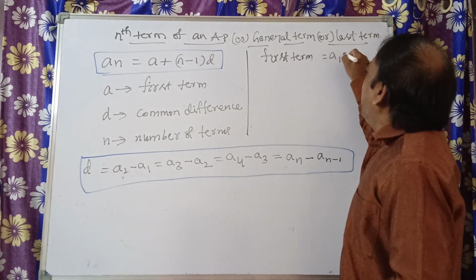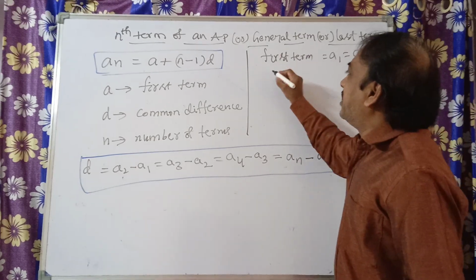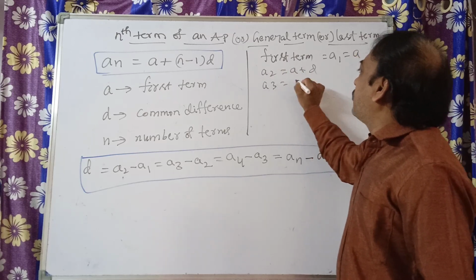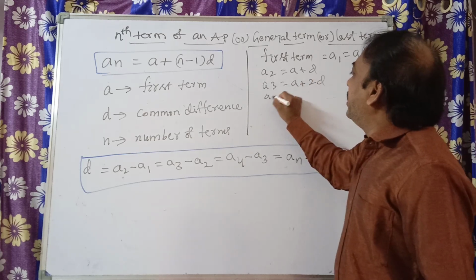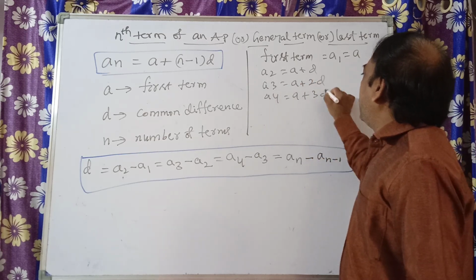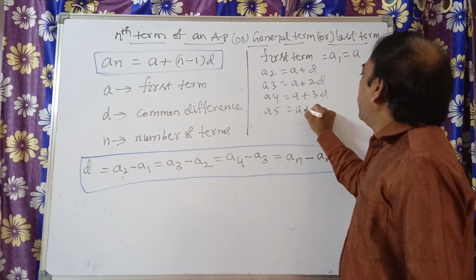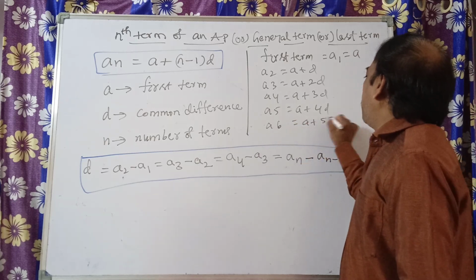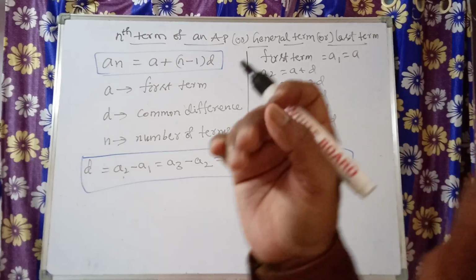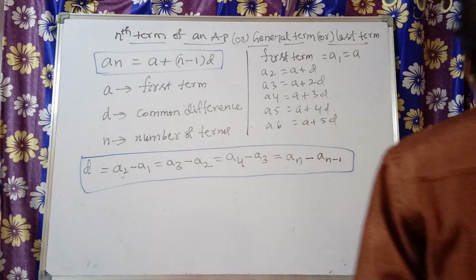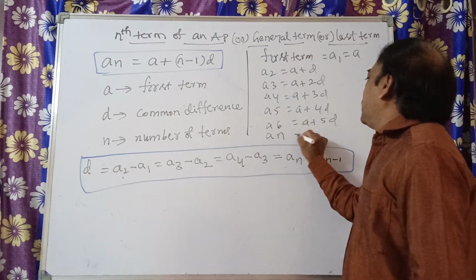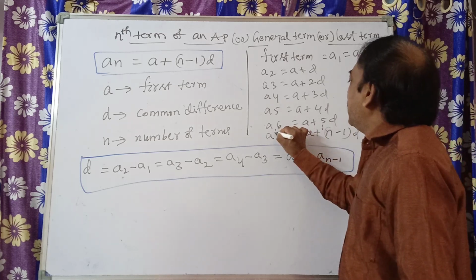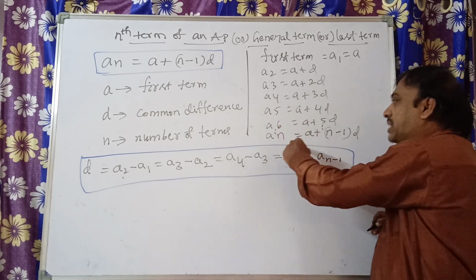Now you see here, the first term is denoted by either A1 or A. The second term, A2, is equal to A plus D. A3 is equal to A plus 2D. A4 is equal to A plus 3D. A5 is equal to A plus 4D. Like this, A6 is equal to A plus 5D, and An is equal to A plus n minus 1 into d, and so on.